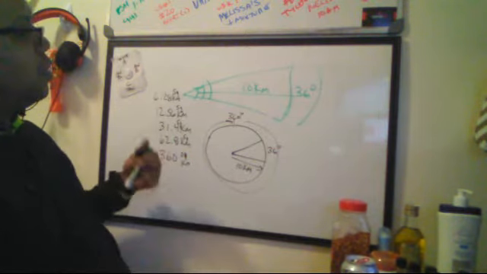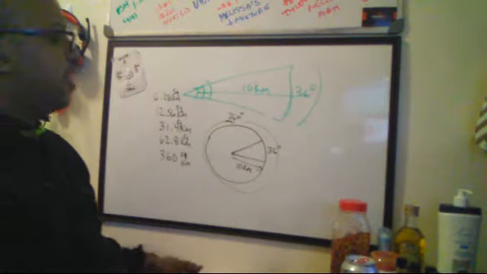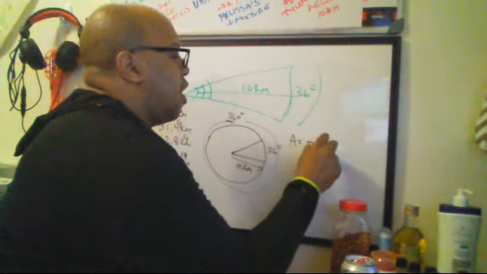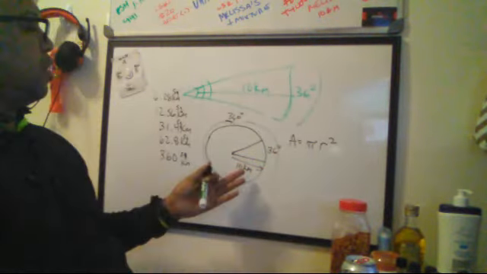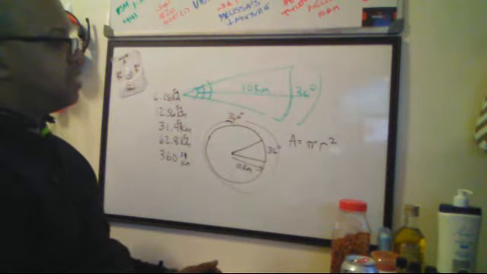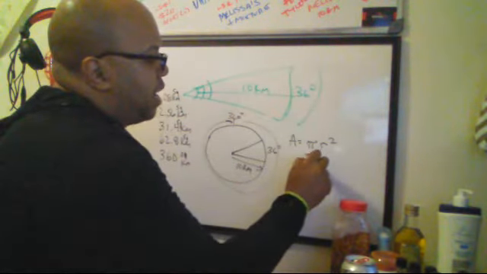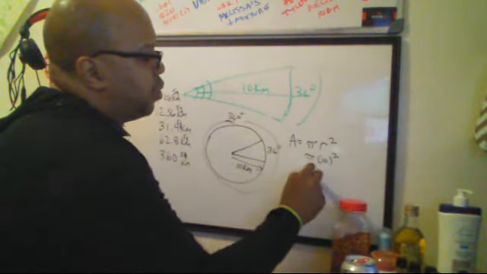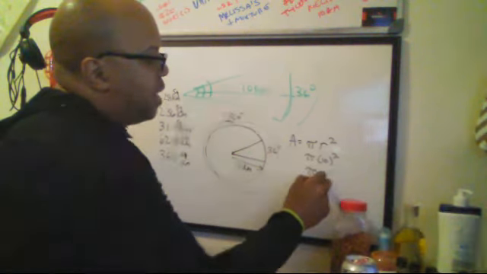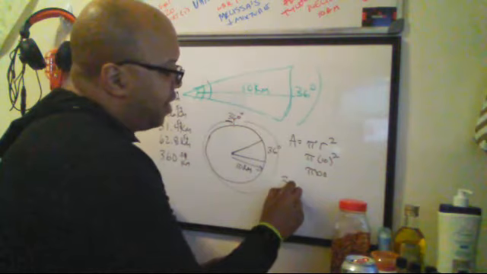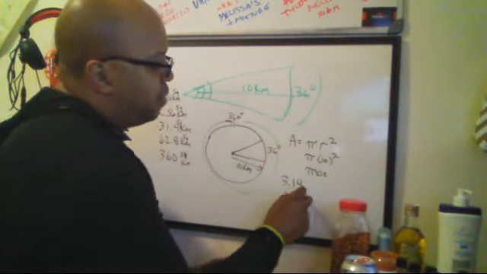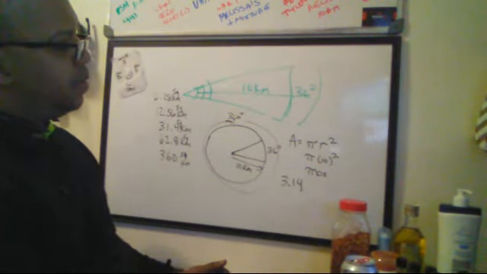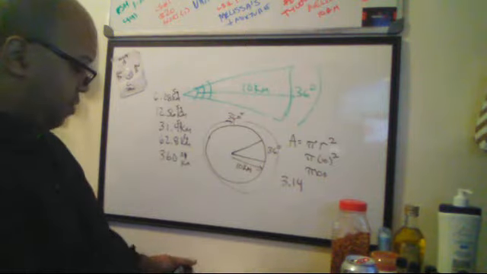Now, what is the formula for the area of a circle? The formula for the area of a circle is pi r squared. The cool thing about this is 10 is the radius. So pi times 10 squared, and 10 squared is 100. So we have 100 times pi, which is 3.14. So we're multiplying 3.14 by 100.